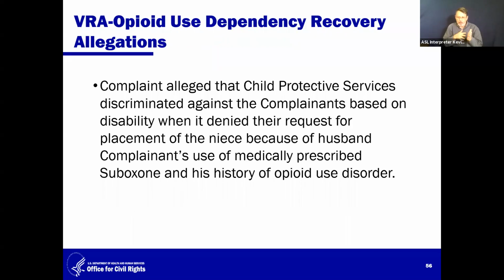Next slide, please. The complaint alleged that the Child Protective Services discriminated against the complainants based on the husband's disability, specifically opioid use disorder, when it denied their request for placement of their niece with them because of the husband's use of medically prescribed Suboxone and his history of opioid use disorder. There was a favorable home study, and the complainant and his wife were successfully raising their own children, but the Child Protective Services agency denied their request solely based on his use of Suboxone. Next slide, please.